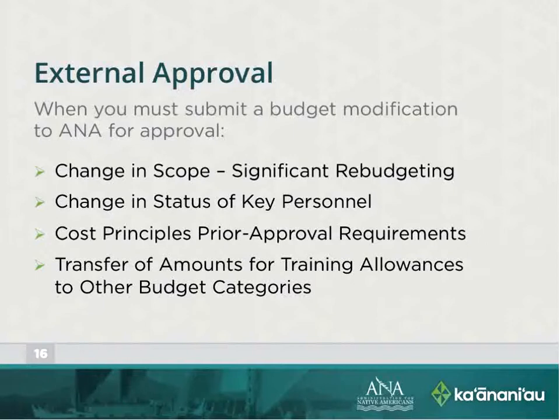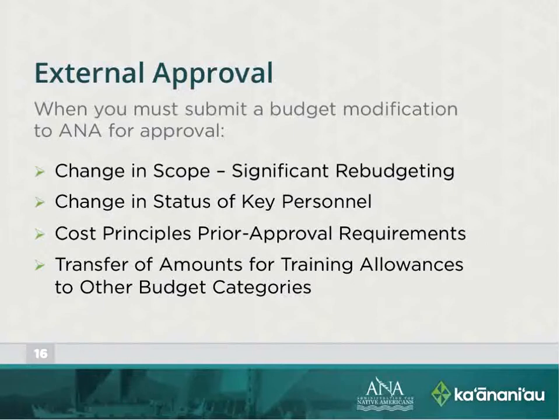The first thing here is change of scope. Change in scope resulting from significant rebudgeting, transfer of substantive programmatic work to a third party, purchase of a unit of general or special purpose equipment, to name a few, may result in a change of scope. And it's stated in the grants policy statement that significant rebudgeting occurs when cumulative transfers among direct cost budget categories for the current budget period exceed 25% of the total approved budget.